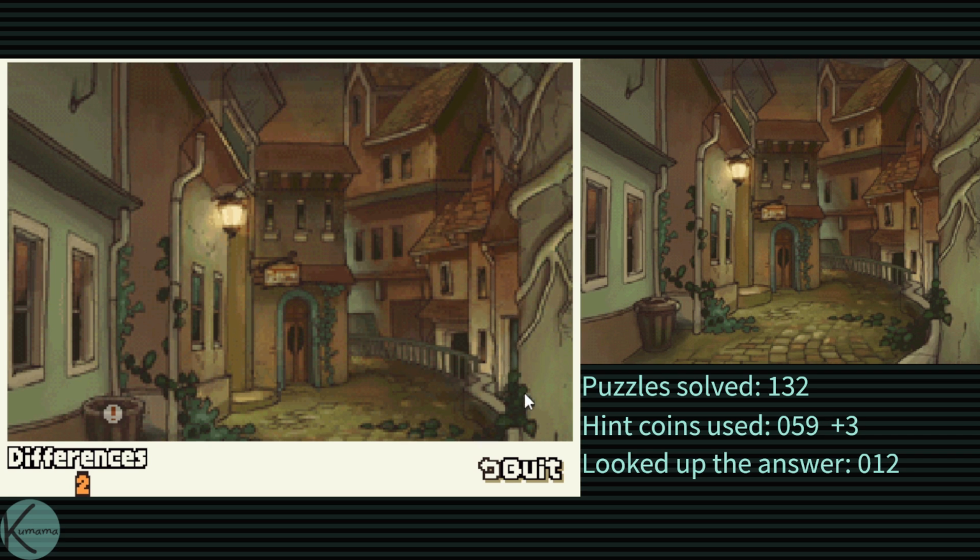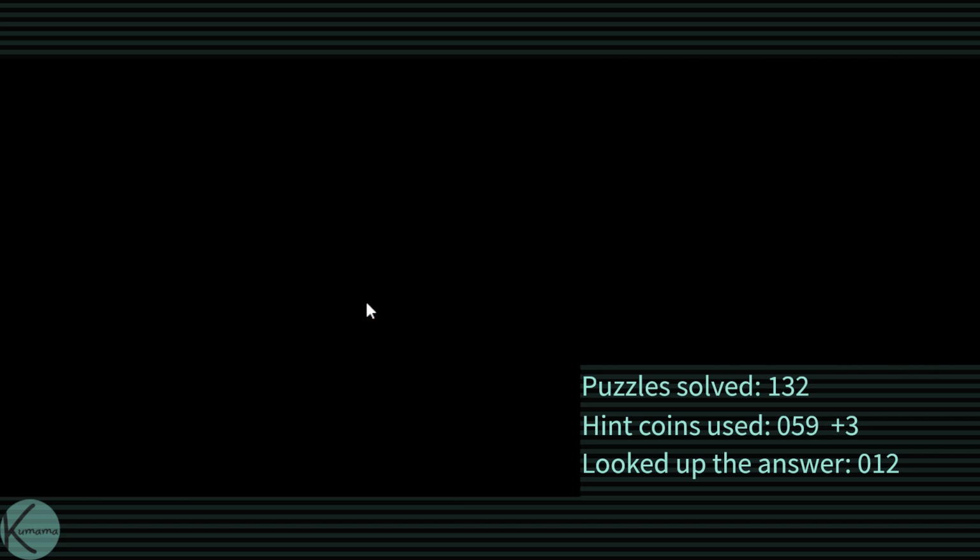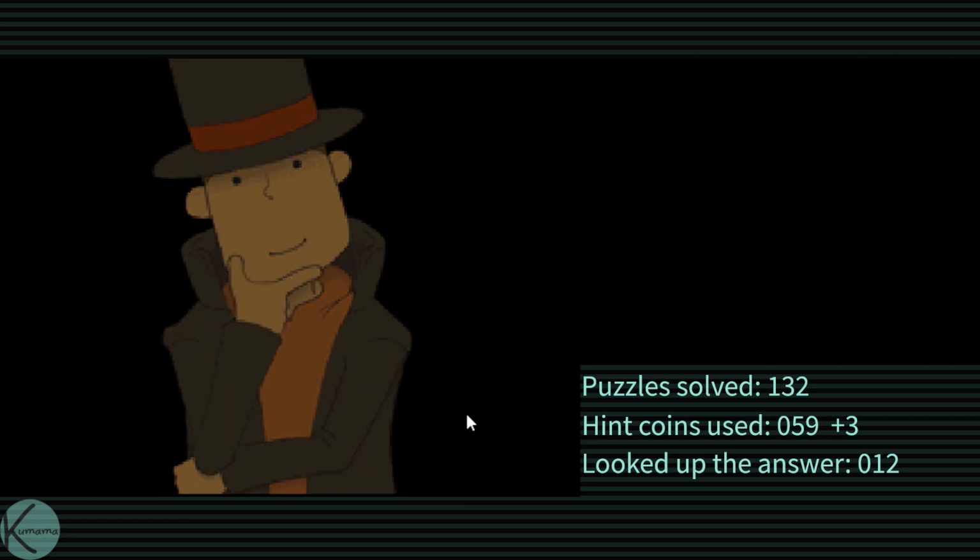Windows. Door. Moss that kind of looks like a turtle for some reason. Sign. The windows. The lamp. The gutter. Right there. This should do the trick.